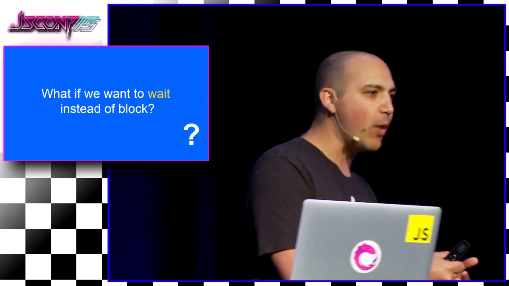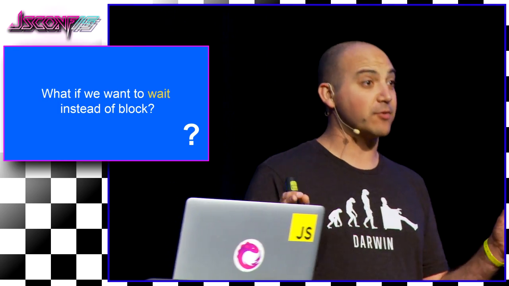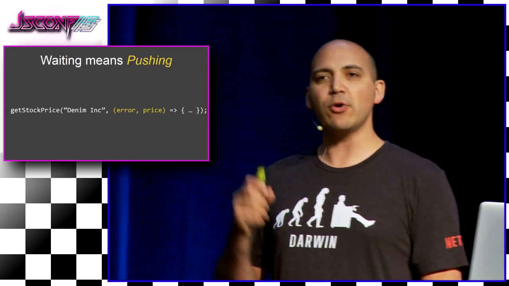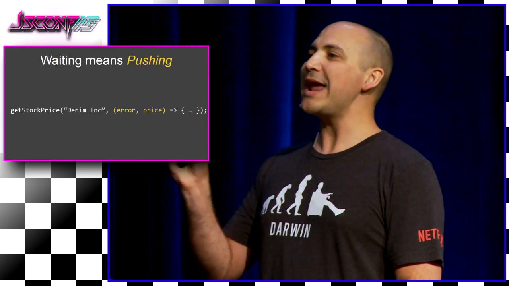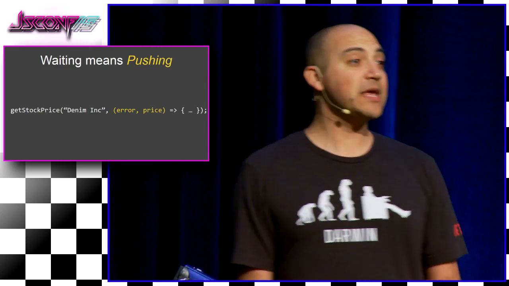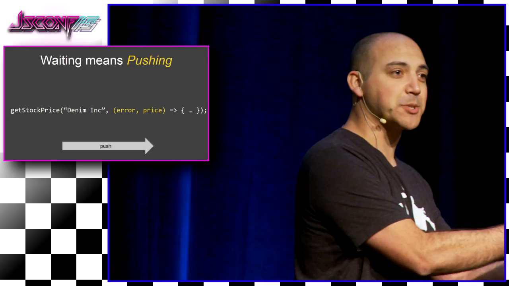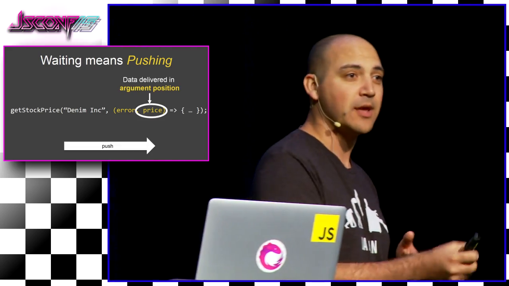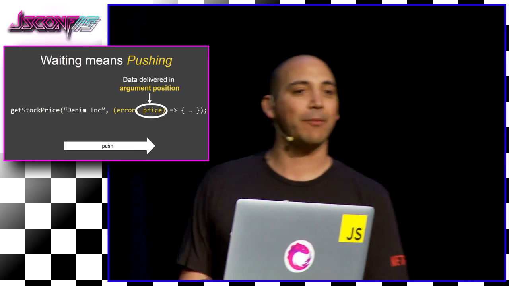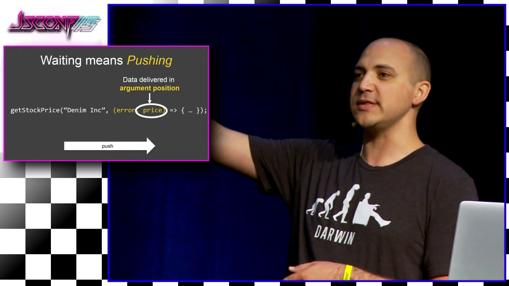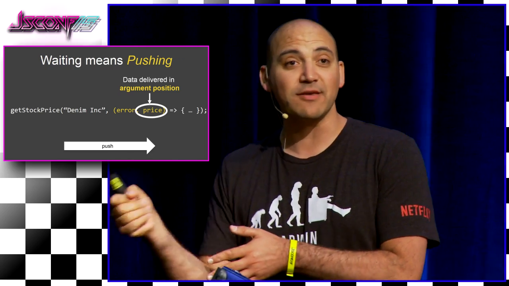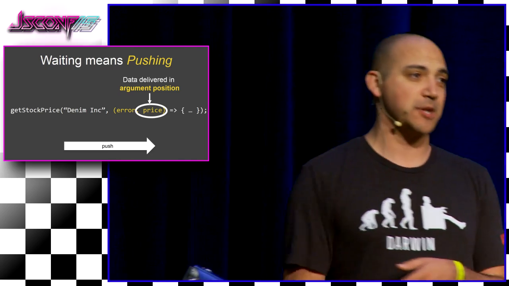We don't want to block the UI, waiting for the output, and not being able to respond to user input. We want to be able to just wait. Well, in order to wait in JavaScript, waiting means pushing. What it means is you hand a callback to that function, and that function pushes the value, the result of that function, in the argument position of your callback. So here's a typical type of thing that you would see in Node, right? You hand a function a callback, and it pushes the value, the result, in the argument position.